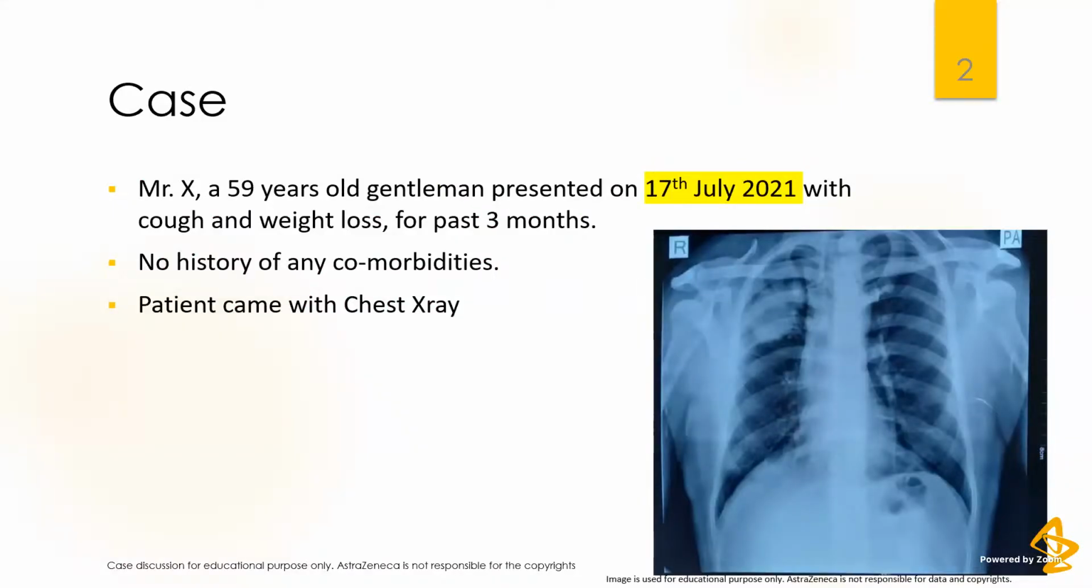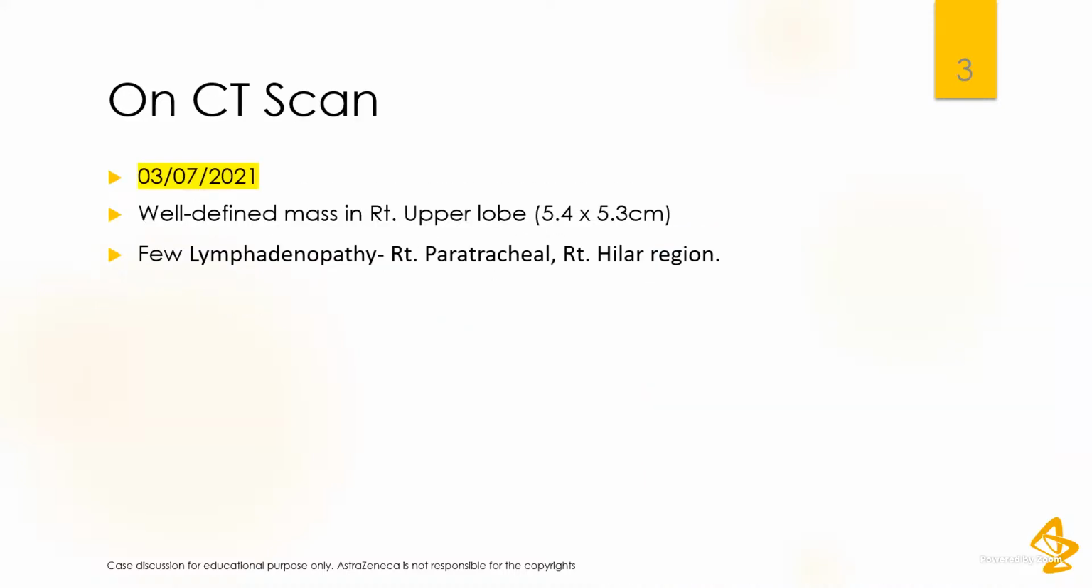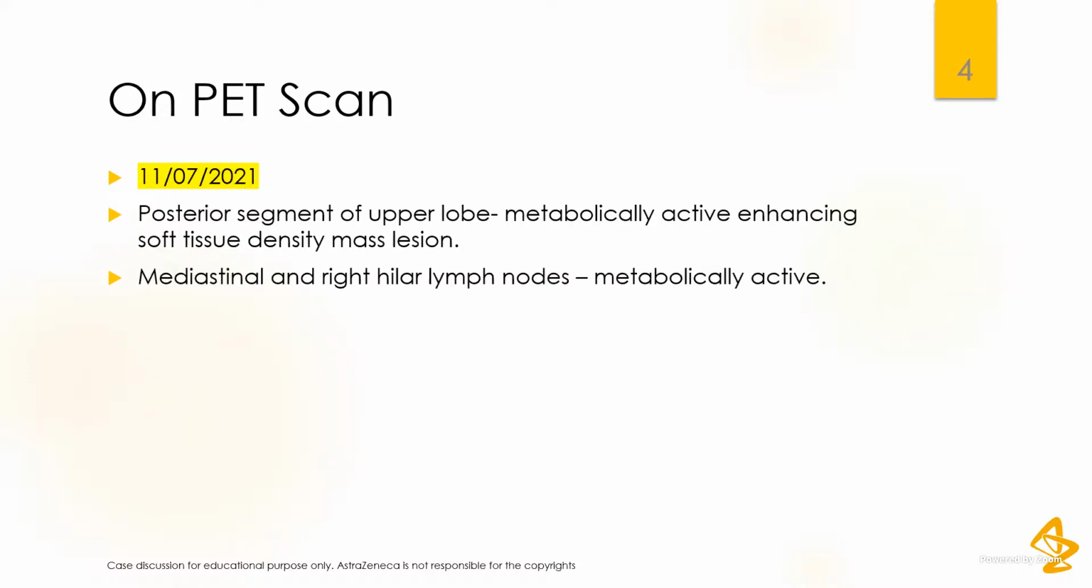starting with a case, Mr. X, a 59-year-old gentleman presented on 17 July 2021 with cough, weight loss, and for the past 3 months, no history of any comorbidities. Patient came with an X-ray showing a lesion and evaluated further. Next slide. On a CT scan, showed a well-defined upper lobe mass and lymphadenopathy with paratracheal and right hilar lymph nodes. On PET scan, showed kind of an N2 disease and mediastinal and hilar nodes.